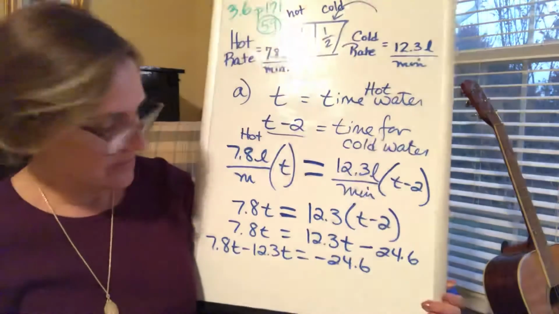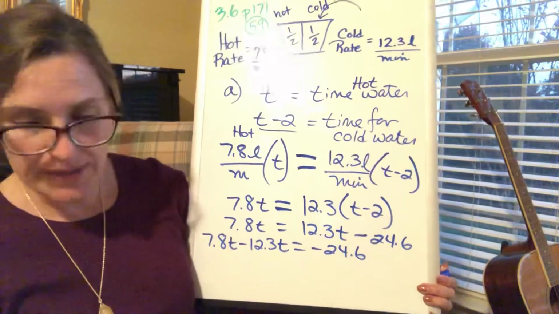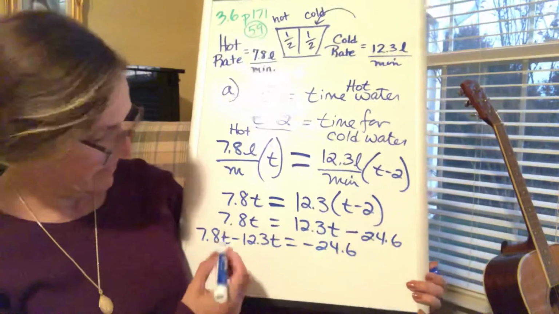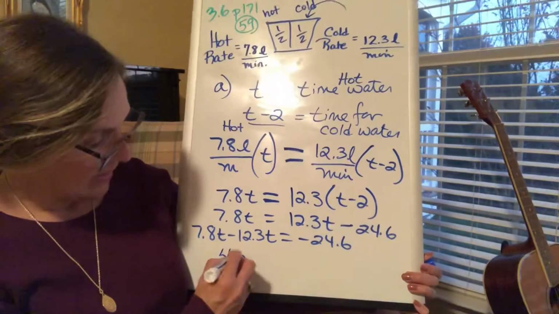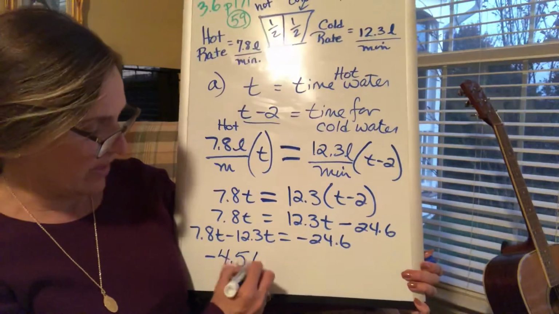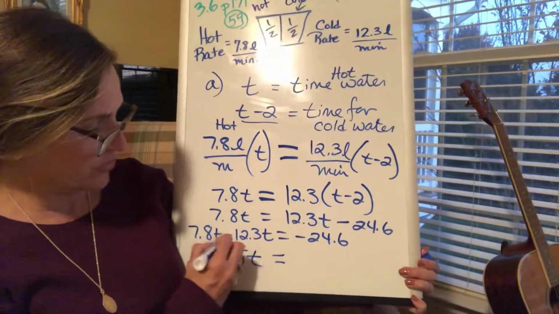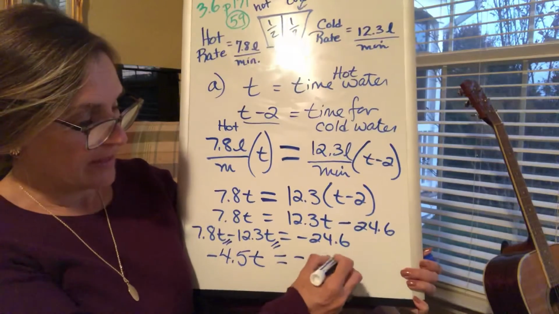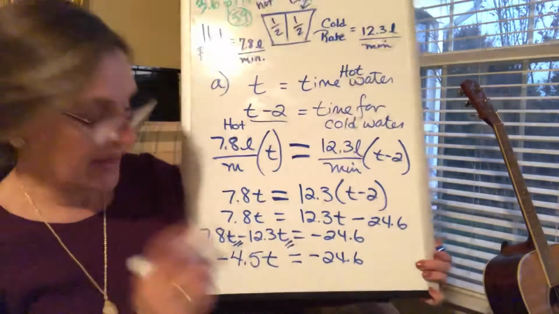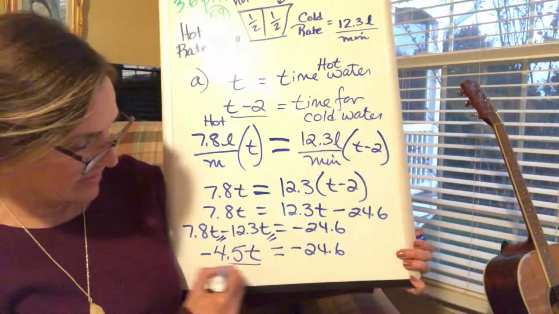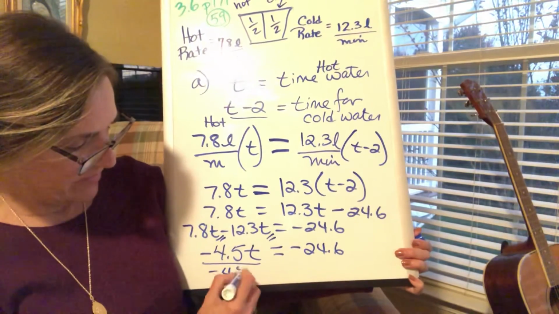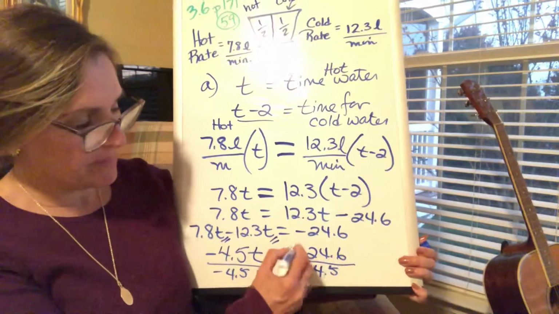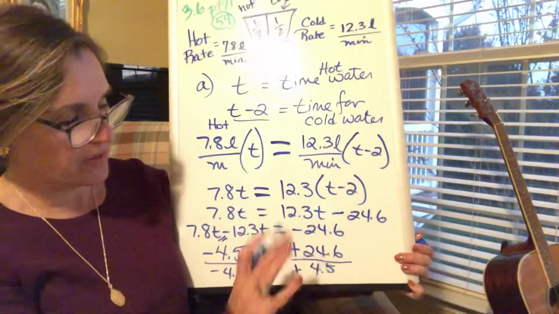So let's go ahead and solve for that. Let's see. The 7.8 minus the 12.3 is going to be negative 4.5 T. Okay, those were like terms. Both of them were T's. And now I have negative 24.6 on this side. I need to divide both sides by this negative 4.5. And you can see then that a negative and a negative makes this positive.